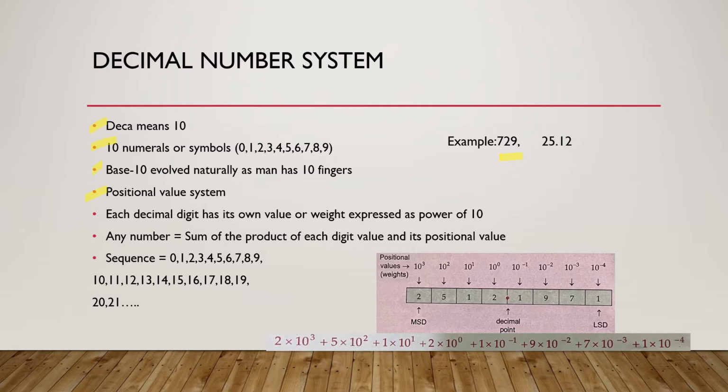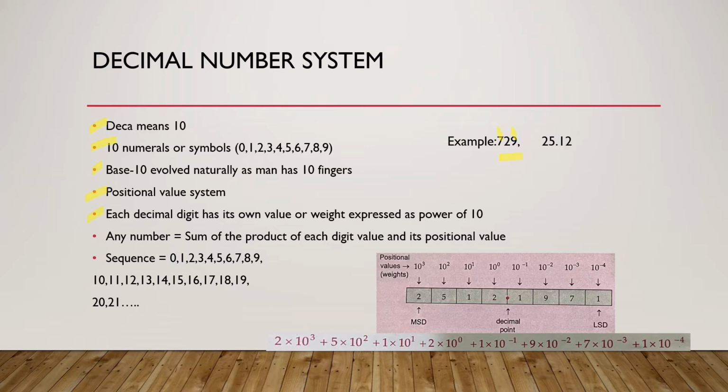In this, we can see that the value of each digit depends upon its position, and out of the 3 digits, 7 carries the most weight and 9 carries the least weight. So that is why 7 is the MSD or the most significant digit and 9 is the LSD or the least significant digit. And we can also note that these numbers can be represented as powers of 10.